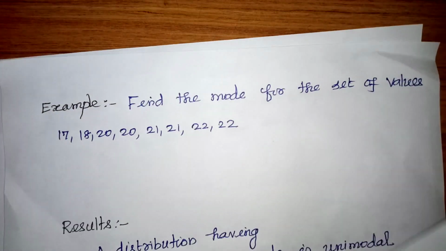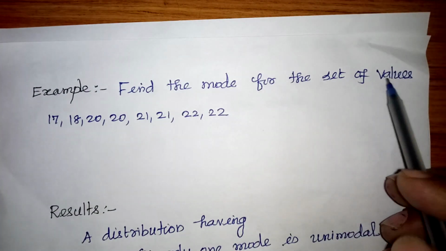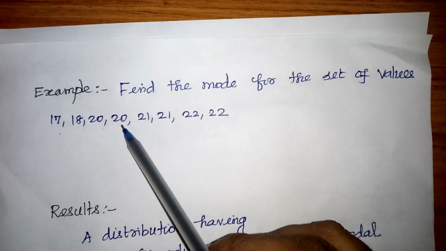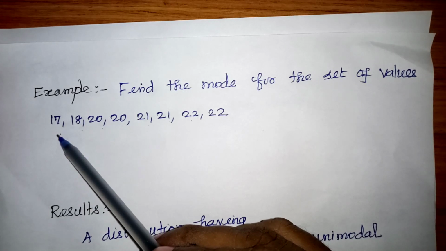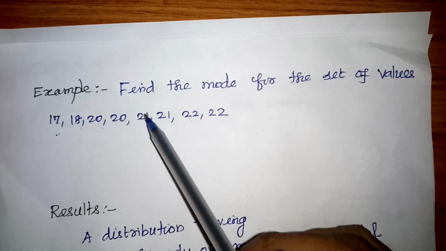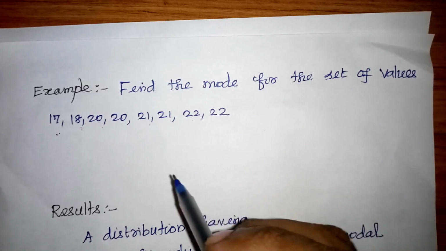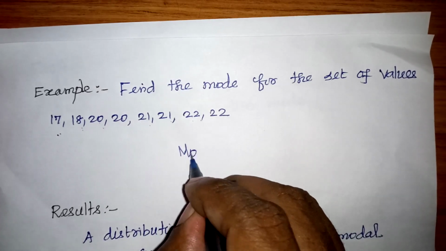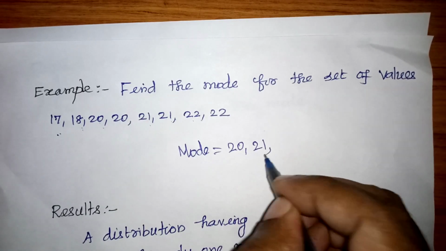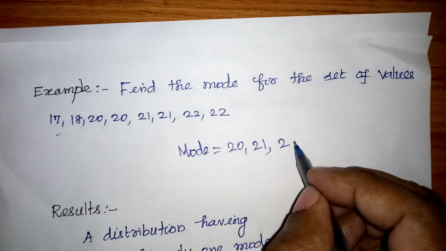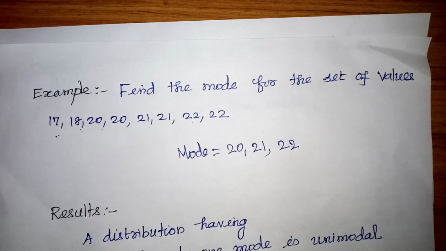Go to the next example. Find the mode for the set of values 17, 18, 20, 20, 21, 21, 22, 22. Here 17 occurs a single time, 18 a single time, and 20, 21 and 22 occur 2 times each. So 20 is a mode, 21 is also a mode, and 22 is also a mode. Here we have 3 modal values.